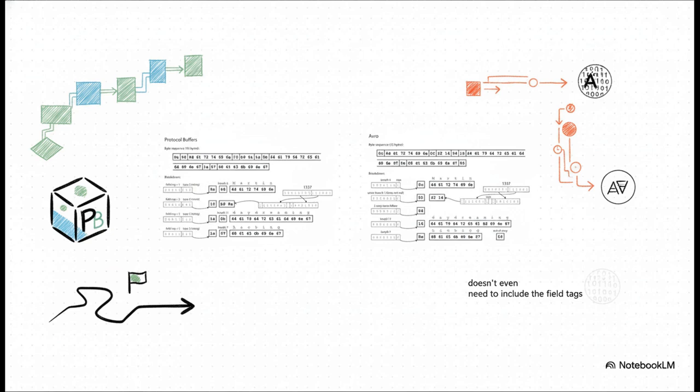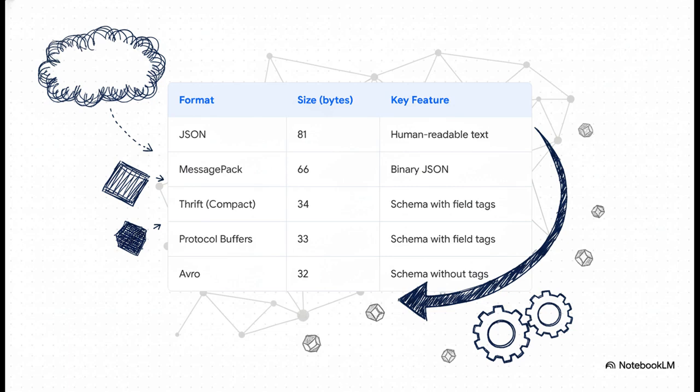Google's protocol buffers is a lot like Thrift, and it gets our record down to 33 bytes. But then there's Apache Avro, which goes one step further. It's so efficient, it doesn't even need to include the field tags in the data, getting us down to an incredible 32 bytes. So here it is, the payoff of our whole journey, all in one place.